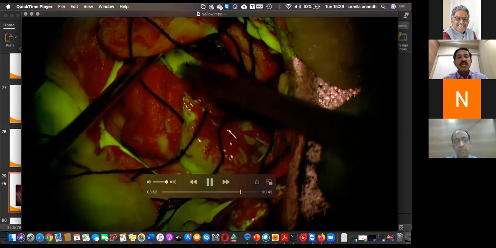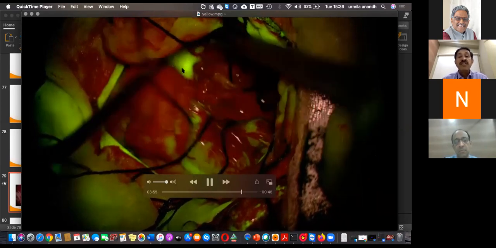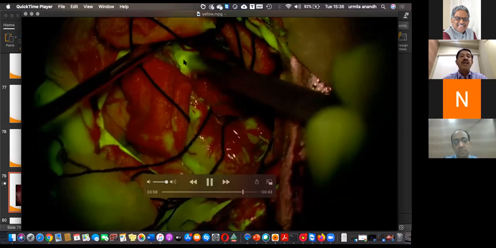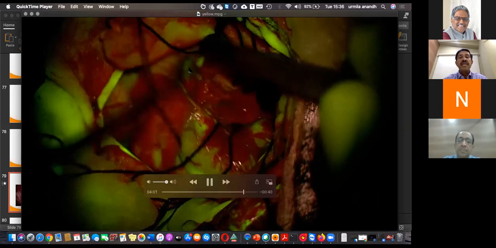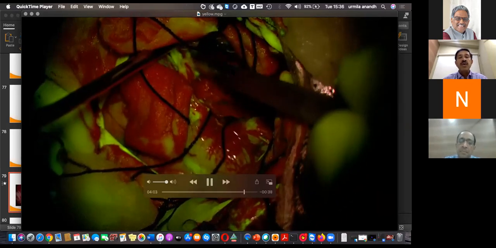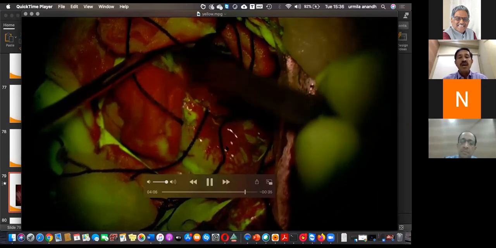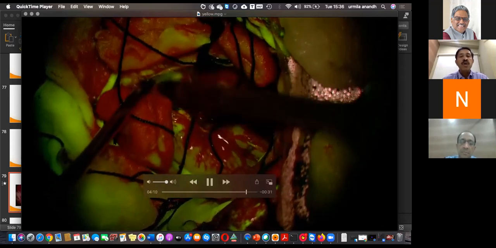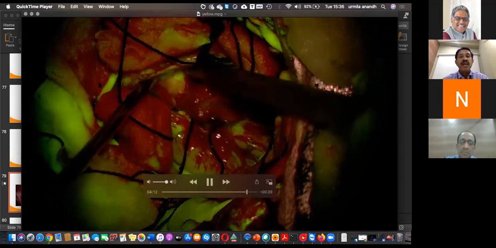It's very good in metastasis, very good in enhancing tumors. Of course, it's not useful in diffuse infiltrative non-enhancing tumors. And if you give it at the right time and the right dose, you can see the rest of the brain doesn't fluoresce, and you need not worry about the pia arachnoid and the dura which fluoresce. We know there is no blood barrier there, they won't fluoresce.